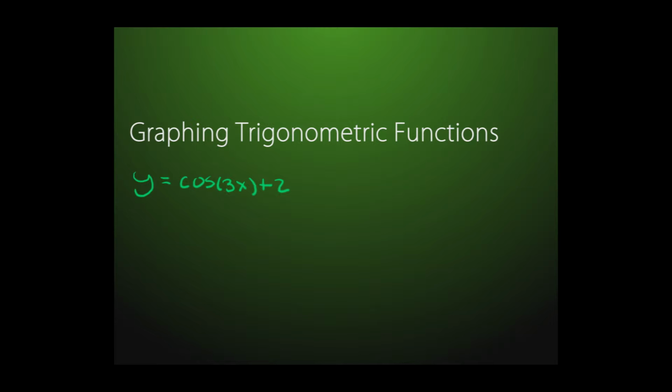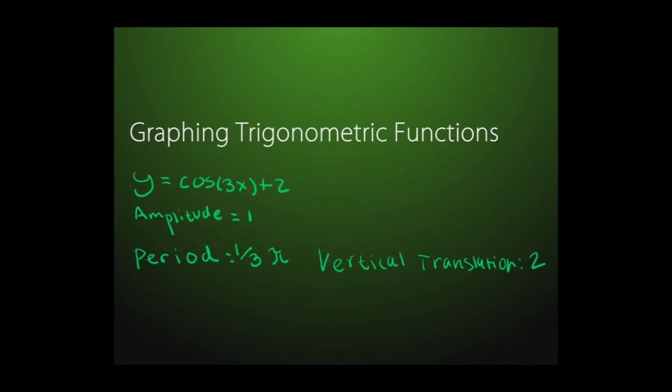So looking at our function, we can find a few things to help us graph. The 3 inside the parentheses represents our period, and the 2 represents our vertical translation. And because the coefficient of our cosine is 1, the amplitude is 1.